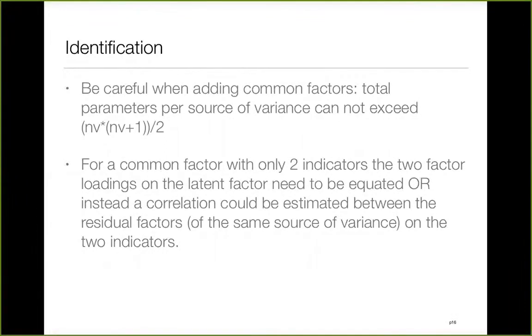The independent pathway model can be extended to have more than one A, C, and E common factor. But be careful when adding common factors to the model. Total parameters per source of variance cannot exceed NV times the quantity NV plus 1, whole thing divided by 2, where again, NV refers to the number of phenotypes. Also, for a common factor that has only 2 indicators, the 2 factor loadings on the latent factor need to be equated, or instead, a correlation could be estimated between the 2 residual factors or unique factors of the same source of variance on those 2 indicators.